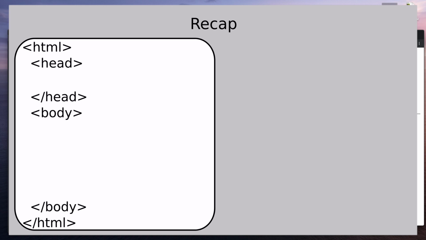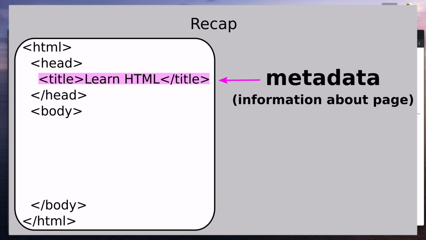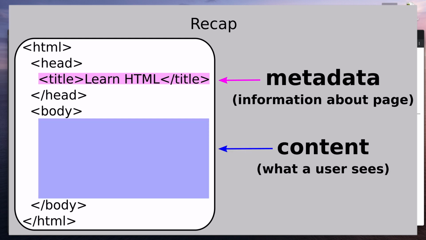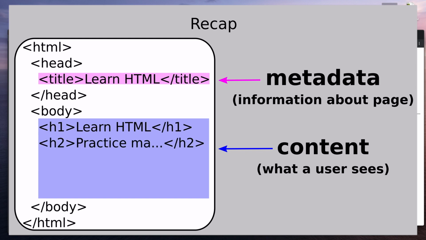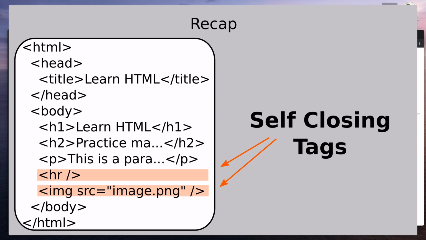To recap, we started with HTML tags. Inside our HTML tags we placed our head and body tags. Remember that our head tag contains information about our page, and inside this tag we placed our title tag, which is what gets displayed in our browser's title bar. Our body tag is where our web page content goes. This is the content that a user sees in the browser window when loading our web page. Inside our body tag we placed heading, subheading, paragraph, image and horizontal rule tags. We also learned that several HTML tags are self-closing, meaning that no content goes between its open and closing tags.